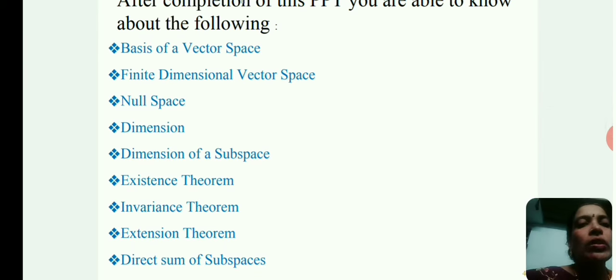In this unit, these definitions are very important. That means: what are the basis of a vector space, finite dimensional vector space, null space, dimension of a subspace, existence theorem, invariance theorem, extension theorem, and direct sum of two subspaces. These are the important definitions in this unit.